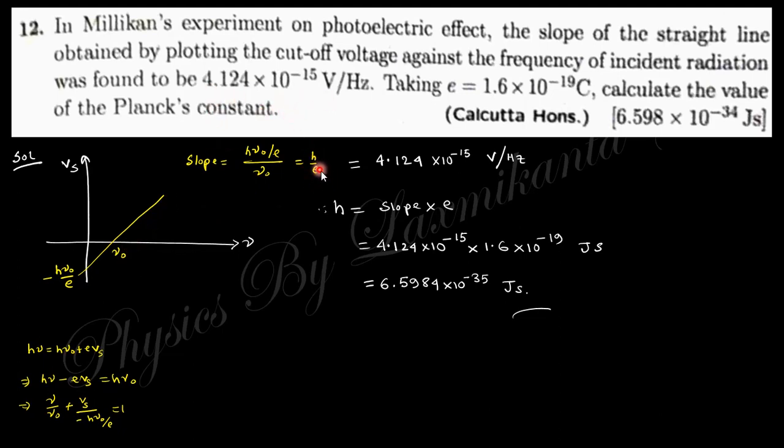So the slope equals this one. So h equals slope times electronic charge. If you multiply this slope by the electronic charge, you will get the value of the Planck constant. This will be the Planck constant obtained by this experiment.